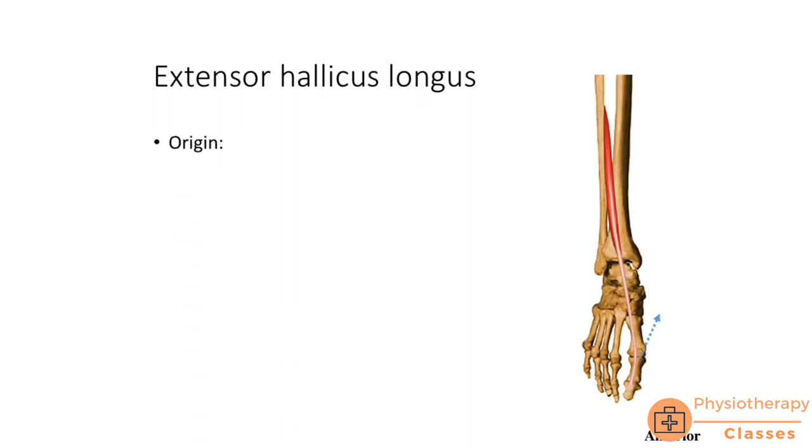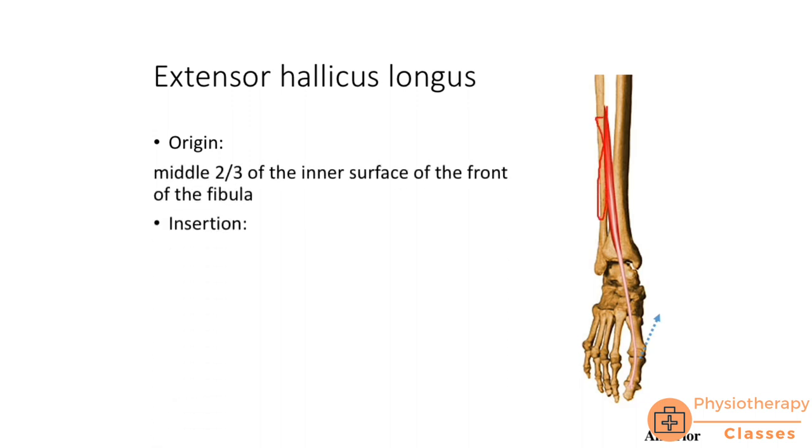This muscle originates from the middle two-thirds of the inner surface of the front of the fibula. Then it elongates as a tendon and gets inserted to the top of the distal phalanx of the great toe. You can see here the distal phalanx of the great toe. So we can predict the function of this muscle.